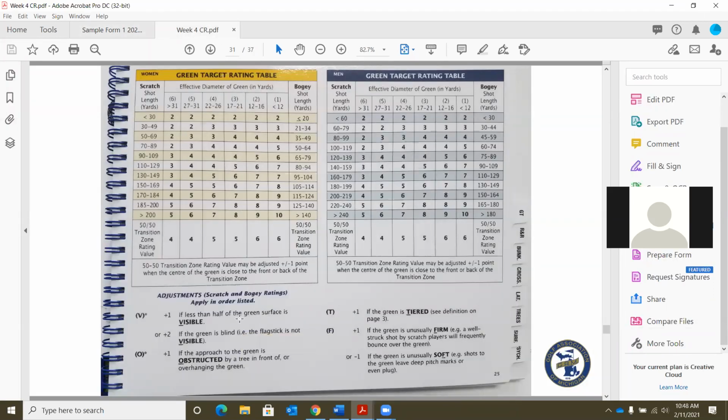Okay, and then we do have some adjustments here for our green target. We have a visibility or a B adjustment. This visibility adjustment is definitely more commonly used than the fairway one. And basically we have a couple levels. We have a +1 and a +2. +1 is if less than half of the green surface is visible. And then +2 is if the green is completely blind. And then it gives you an example, the flagstick is not visible.